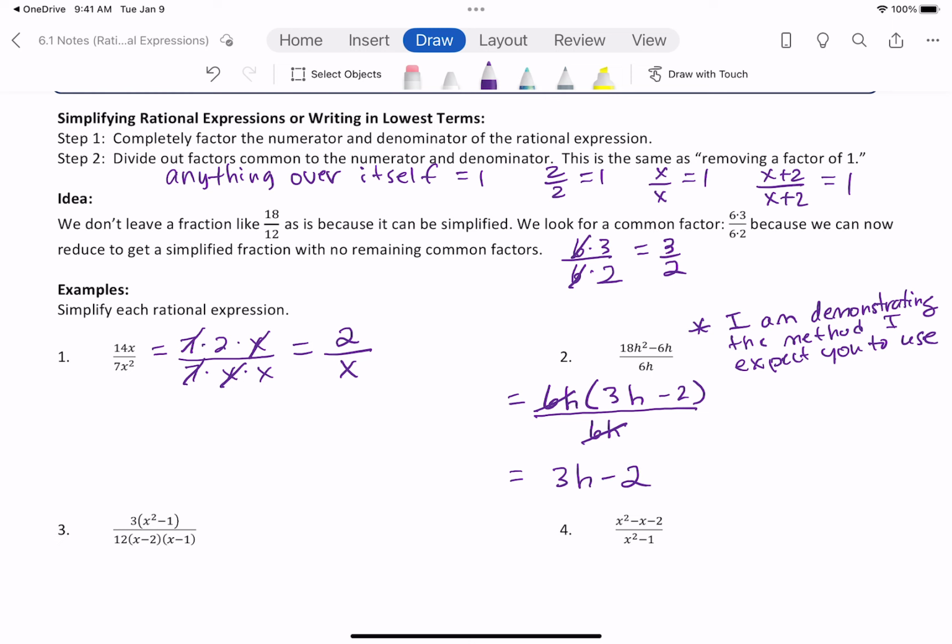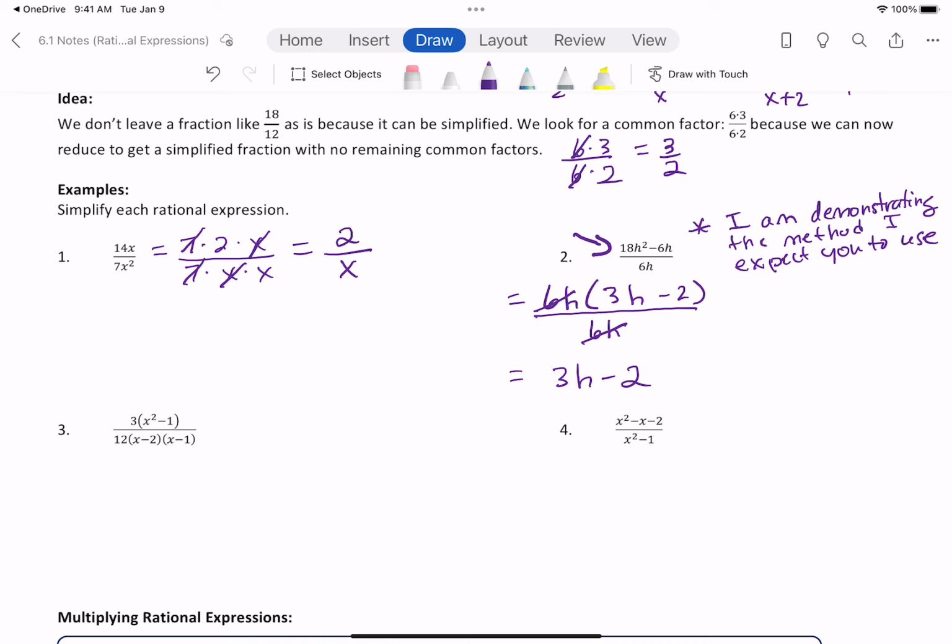Again, I want you to be careful with this one, because if you look at an app or go on the internet, it may very well show you to just start right from here and start simplifying the 6h. I don't want you to do that, because we can only simplify these things over multiplication, not addition and subtraction. So I don't want us to start confusing that process. Please do it this way.